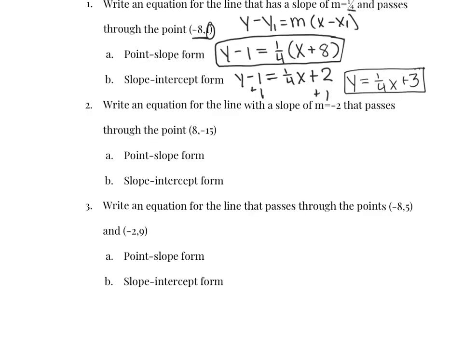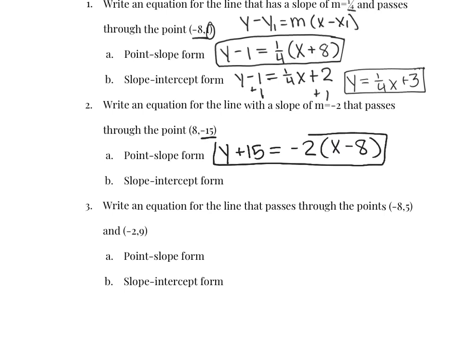So now I'm doing problem 2 the same way. I'm going to plug in my slope and my point into point slope form. Again, I have y. Now it's a plus 15 because minus this negative changes it into a positive, equals -2 times x minus 8. Done. That quick and easy. Plug in the pieces you know.